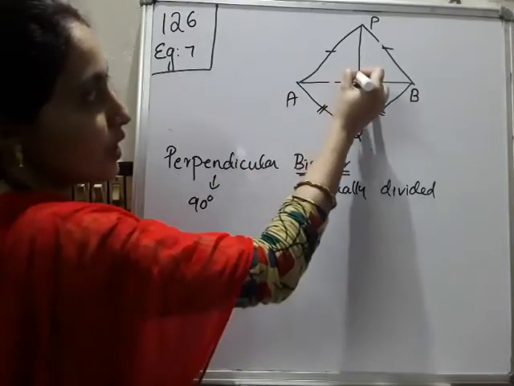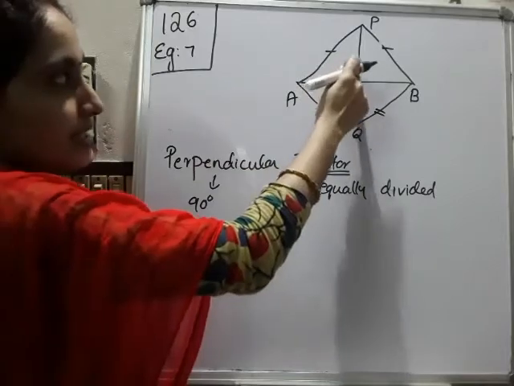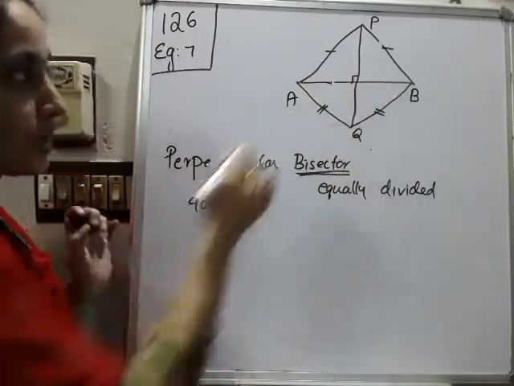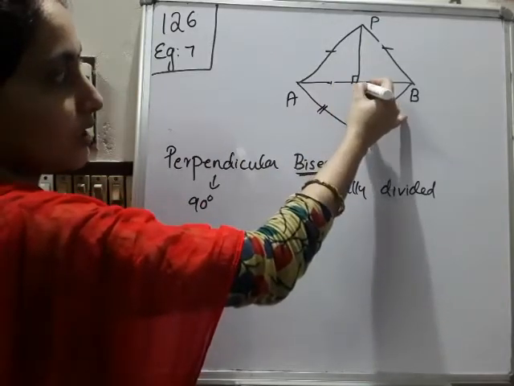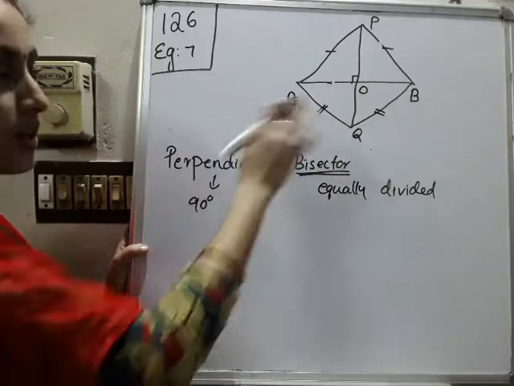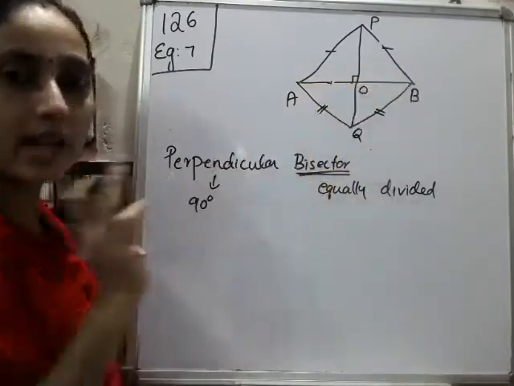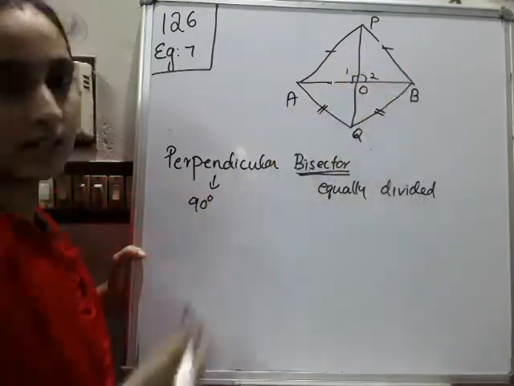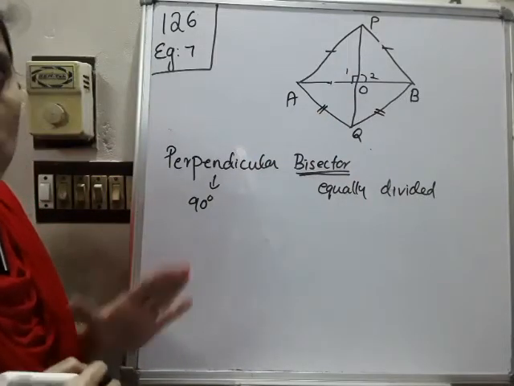That means we have to prove this angle is 90 degree. The first condition is that this angle is 90 degree, and we want to prove AB is bisected. Some point we can take on PQ, any one point, so I will represent it as O. So we can write AO is equal to OB, that thing you have to prove. Also angle 1 I will mark here, angle 2 I will mark here. So we want to prove angle 1 is equal to angle 2. These two conditions we have to prove.